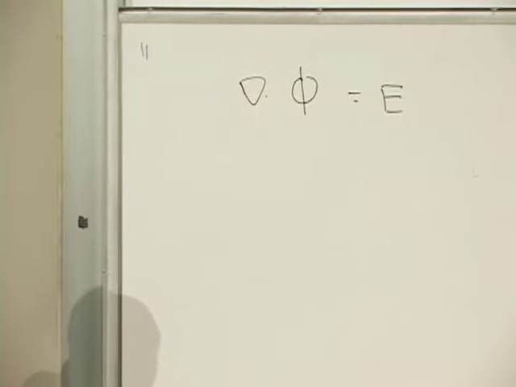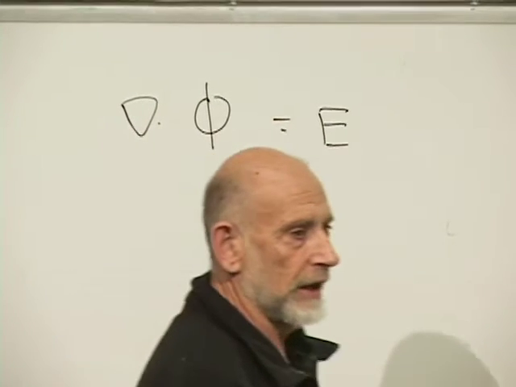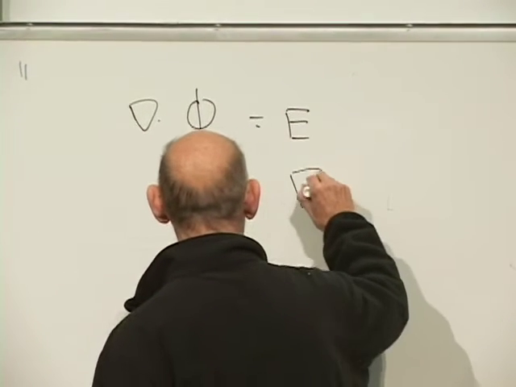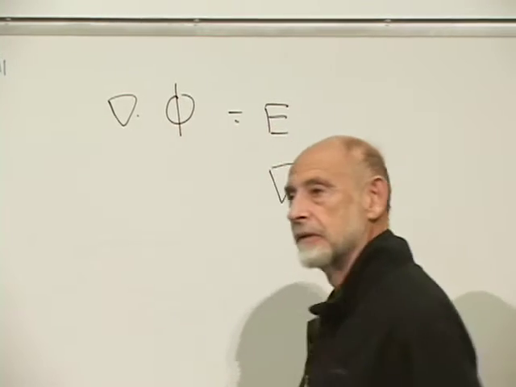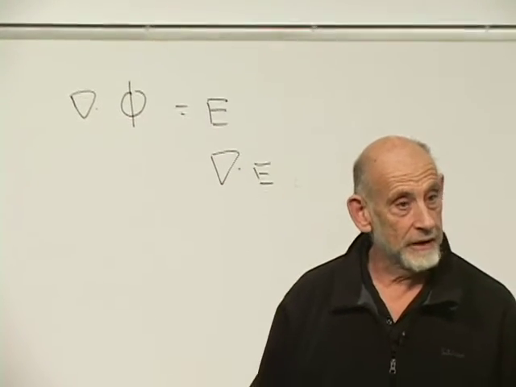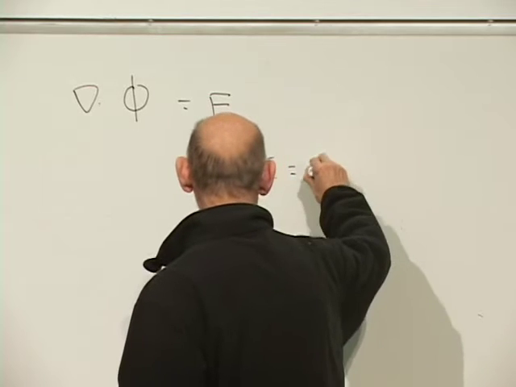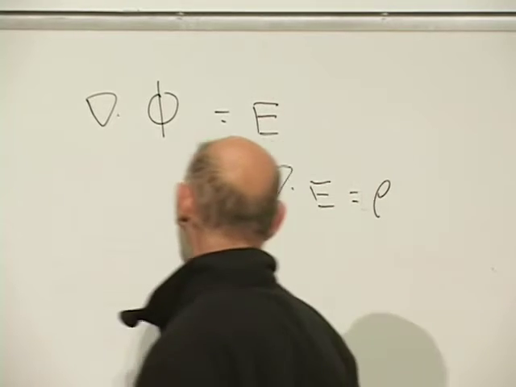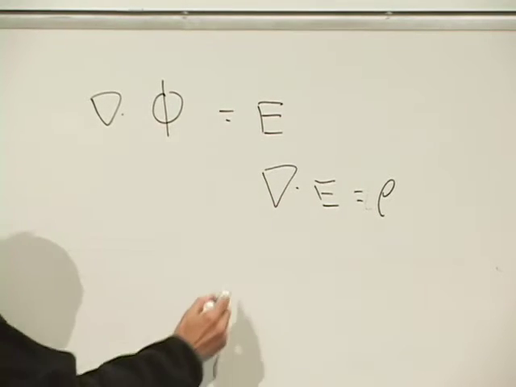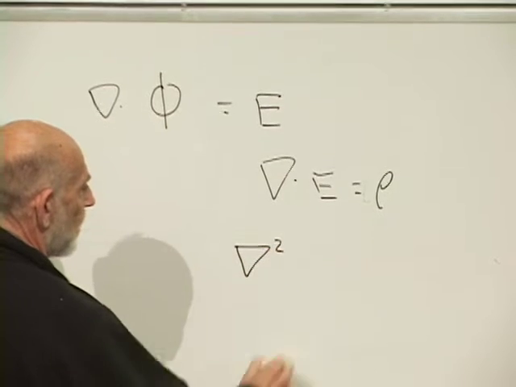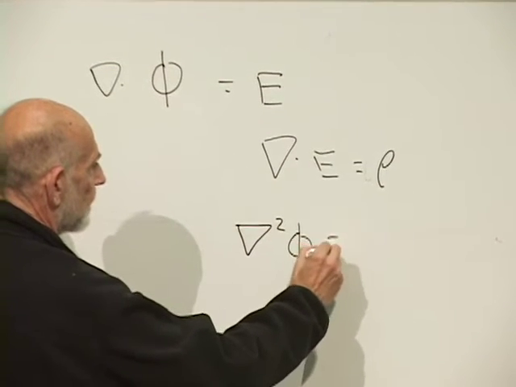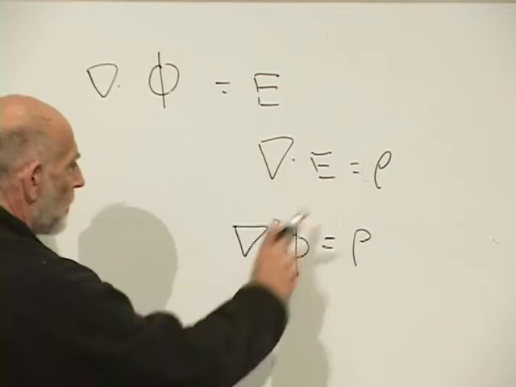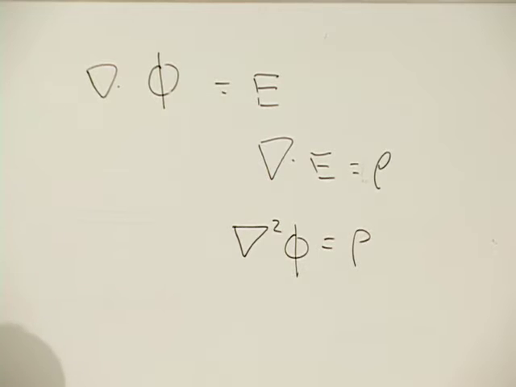And what's the equation for the electric field in electrostatics? Divergence of the electric field is the charge density, right? Charge density on the right-hand side, call it rho. And we can rewrite that in terms of phi. I'll write this out in detail in a moment: del squared phi equals rho. Del phi is E, del dot E equals rho, so del squared phi. And what does del squared phi mean?